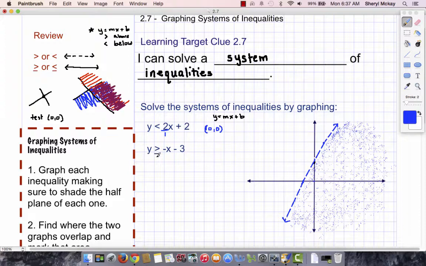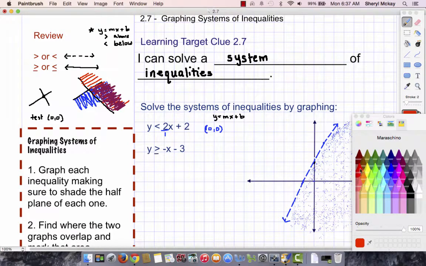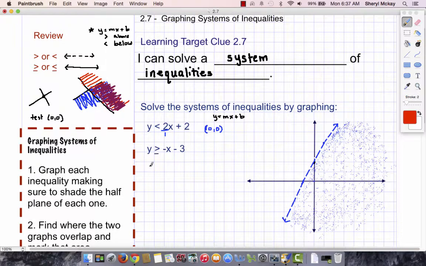Now I want to graph my second inequality. I'm going to use a different color on that one, so I'll go ahead and use red. That one is y is greater than or equal to negative x minus 3. I'm going to double check that it's in y equals mx plus b format. It is. The only thing I need to remember is that this is a negative 1x, so negative 1 over 1. So my slope is negative 1. My y-intercept is negative 3. Then I'm going to go down 1 over 1, or up 1, back 1, because a negative 1 slope always has one of my changes being a negative change.